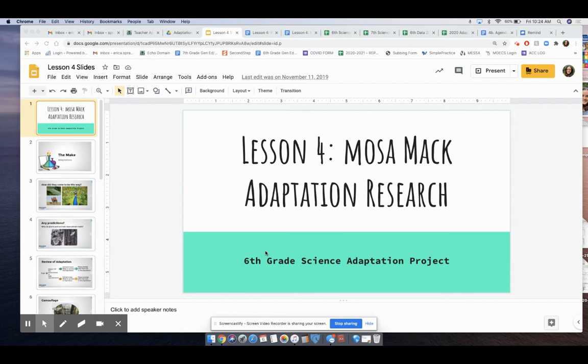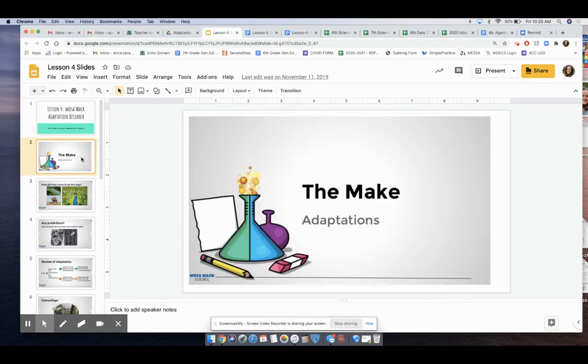So we're going to go through the slides together. I'm going to go through the lesson plan, show you how to do your research document, and get you started on the research for today. So the adaptation research lesson is all about taking one animal adaptation and really digging deep to find out more about it. Why do they have the adaptation? How does it help them survive? And you're going to present this adaptation to the class. This is adapted from the Mosamack Science website under their lesson called The Make. So these slides are from them. So let's take a look.